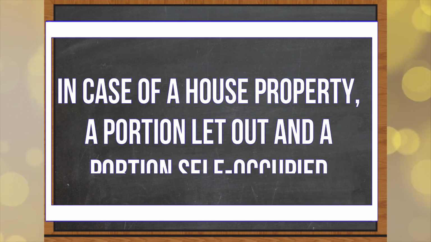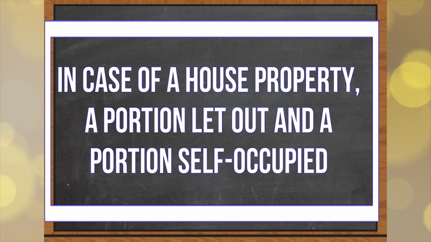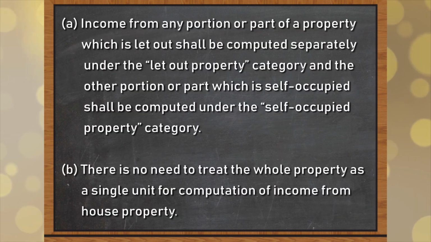In case of house property, a portion is let out and a portion is self occupied. Income from any portion of a property which is let out shall be computed separately under the let out property category, and the portion or part which is self occupied shall be computed under the self occupied category. There is no need to treat the whole property as a single unit for computation of income from house property.